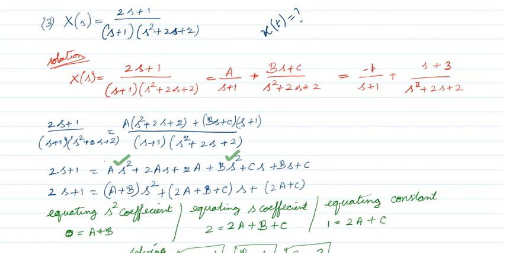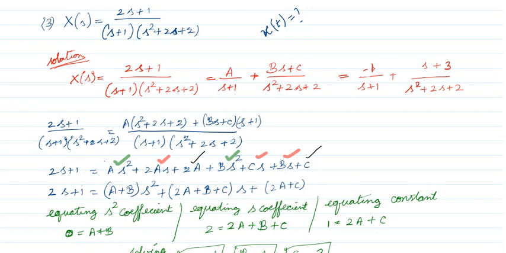Next, what about the S term? This is your S term. Here you have another S term. Here you have another S term. From these three terms, if you take S, what happens? 2A plus B plus C. Then we have a constant term. This is your constant term. Okay, so 2A plus C. Right? Now this is equal to 2S plus 1.